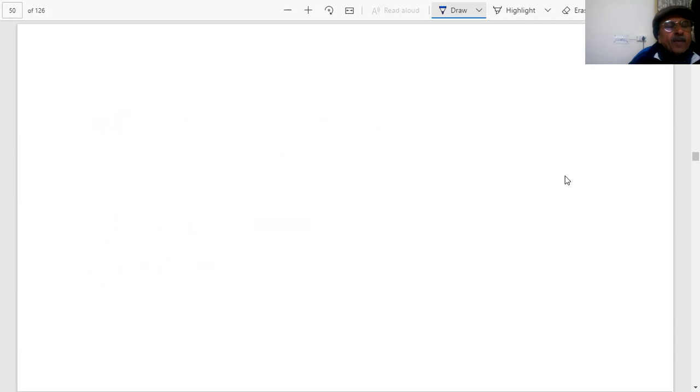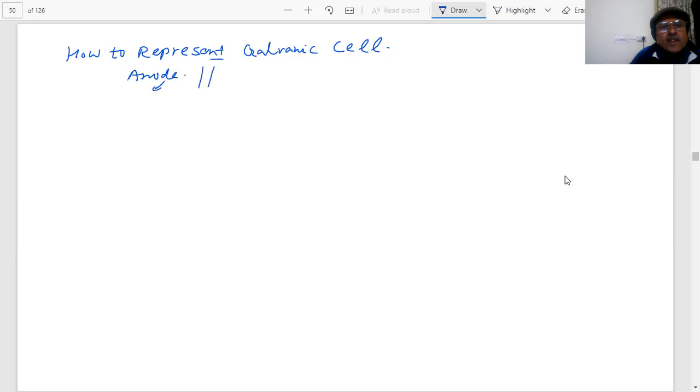What was the way to represent a galvanic cell, students? We said anode on the left side, there is a salt bridge, and we write cathode on the right side, students.